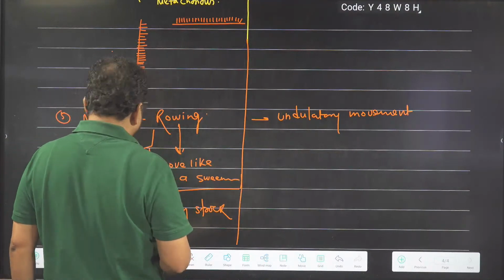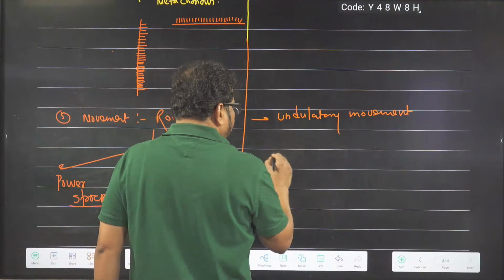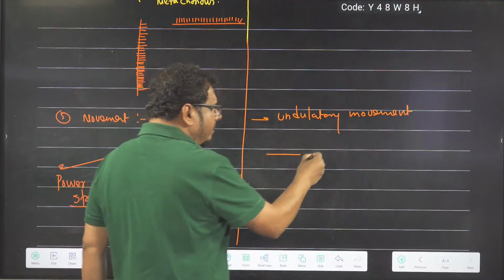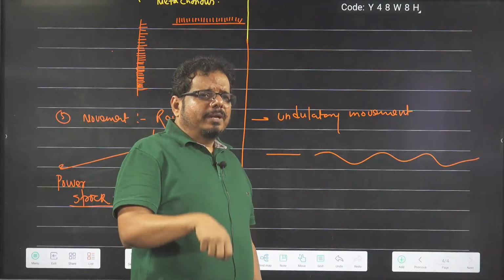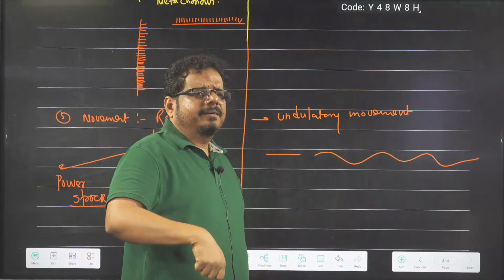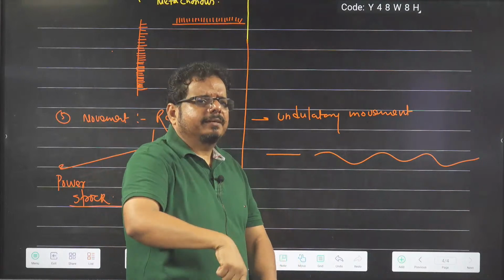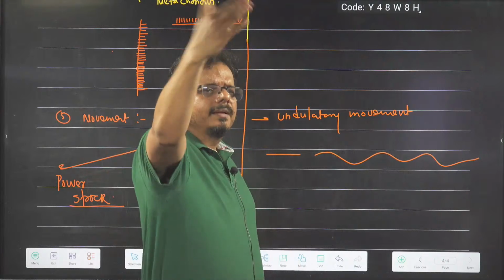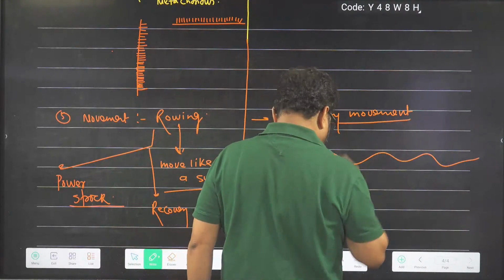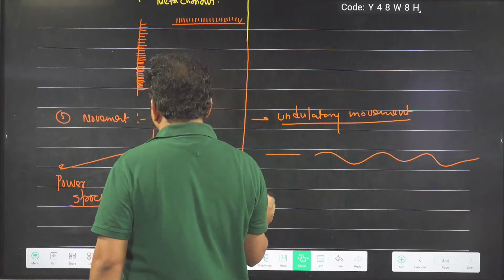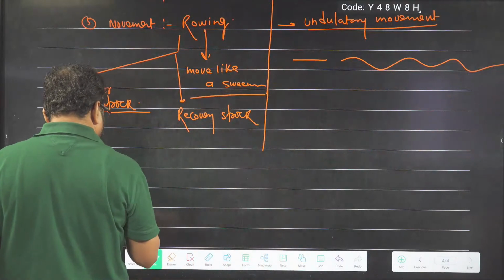If you talk about flagella movement, it is undulatory movement. Undulatory movement is like this. You have seen a whip, na? You take a thread in hand and jerk it. How will it move? It will move like this. This is called undulatory movement. Got the idea? Now I am going to tell you about the function of cilia.